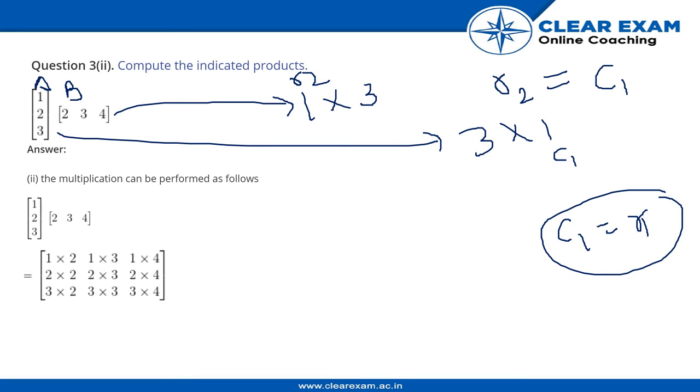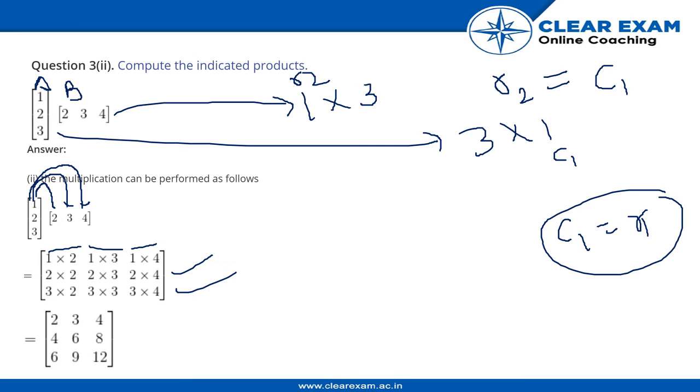Okay, so our first element will be we multiply 1 by 2, that is it. Our second element will be we multiply 1 by 3, this is one, and our third element will be we multiply 1 by 4, and similarly we find the other elements. So that's how we do the multiplication part in matrices. So finally we get our answer, which looks like this matrix.